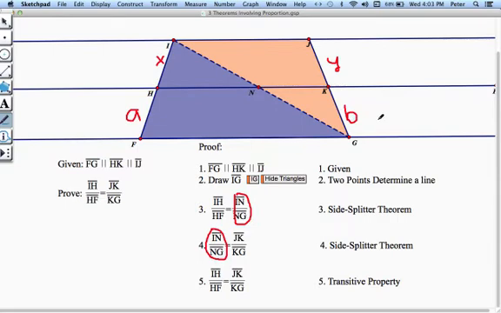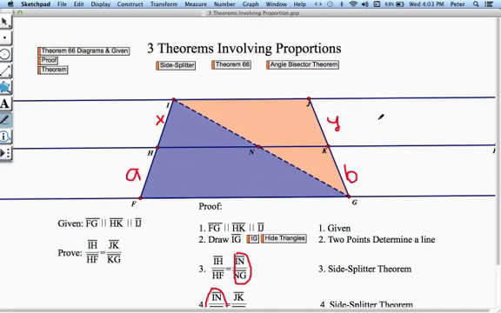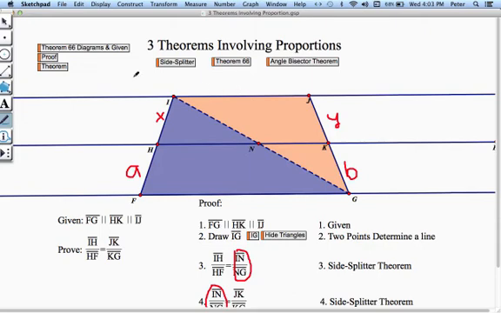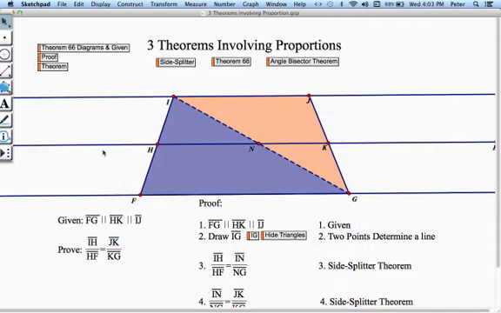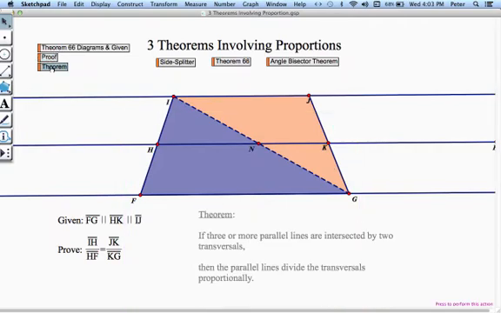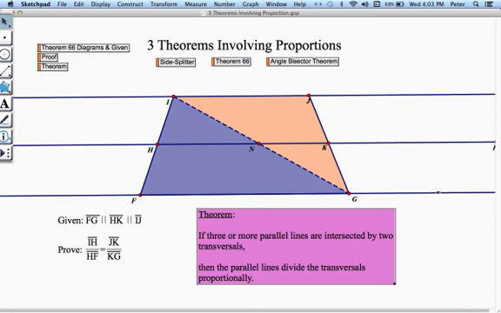Please get this one in your notes. Again, not so much to memorize it, but so that you can apply it to problems that come up in the exercises. So the final theorem is going to be this. If three or more parallel lines are intersected by two transversals, then the parallel lines divide the transversals proportionally. So I could even add more parallel lines here, and all the parts would be proportional.